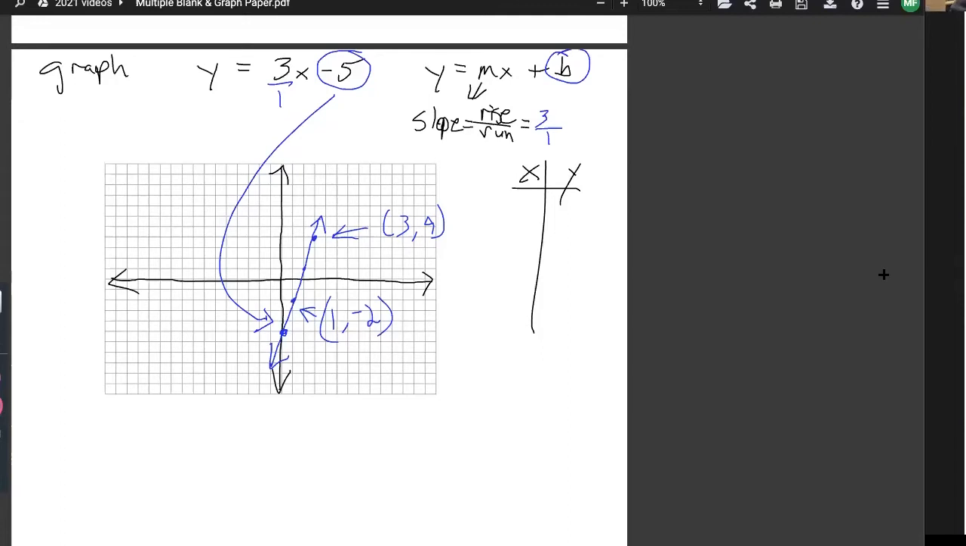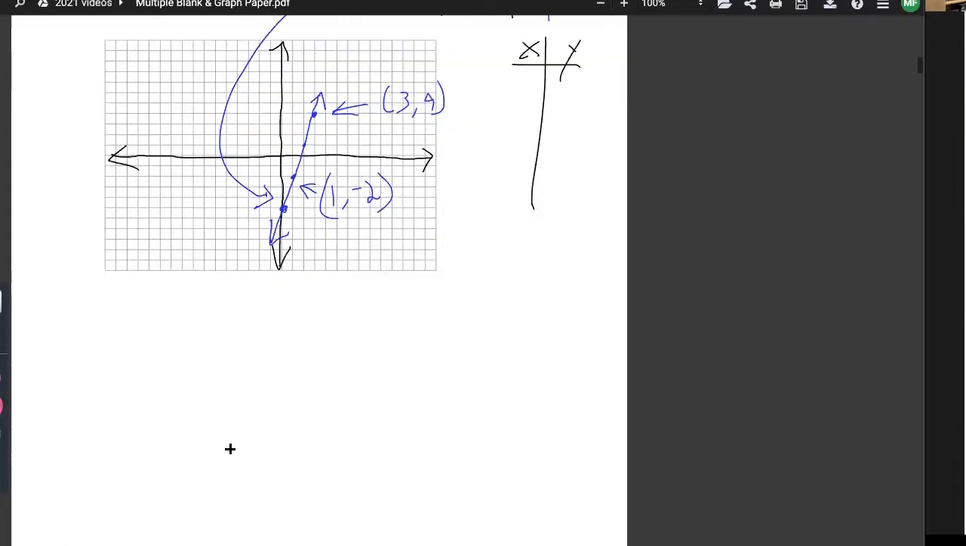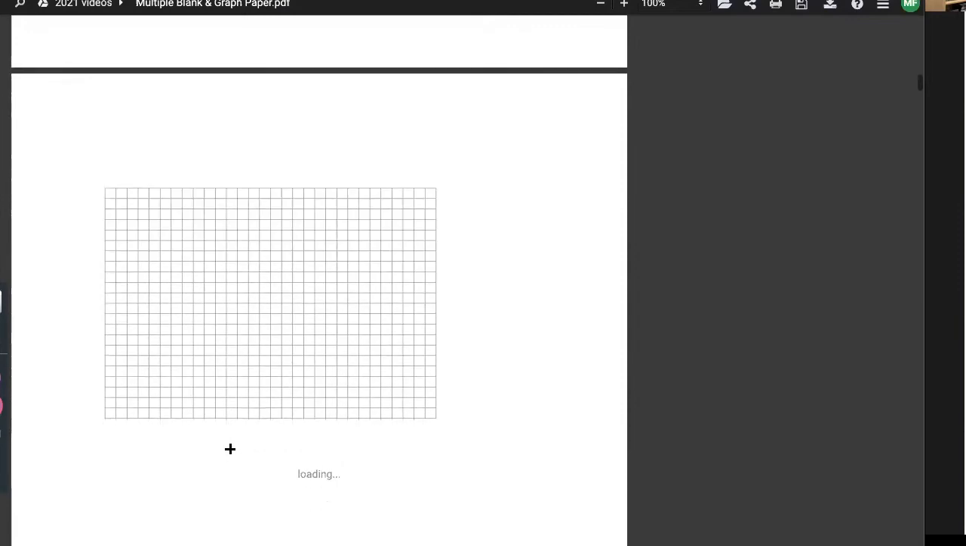Okay. Let's try example 3 here. Here's what example 3 says, and this is all in your book too, so you can look in your book if you want. So find the equation.